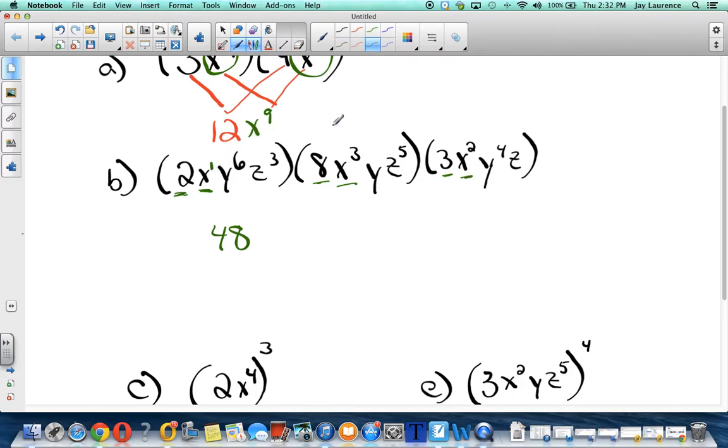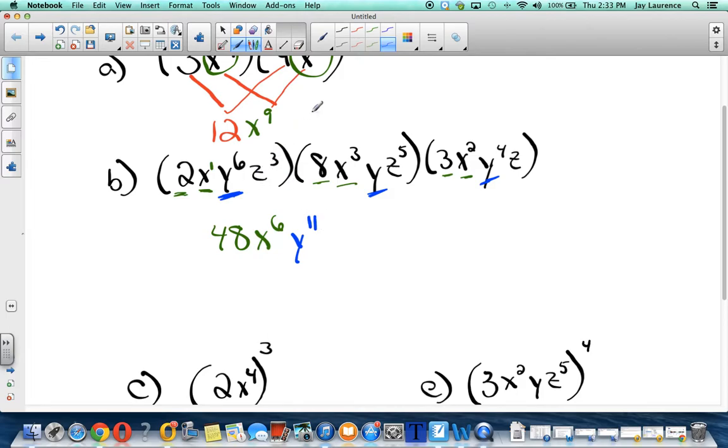Okay, and there's an x squared there. So I've got an x to the 1st times x cubed times x squared. So there's one x. There's 3 more x's being multiplied, so I'm up to 4 x's being multiplied, and there's 2 more, so I must have an x to the 6th. Now for the y's, it's the same thing. I've got 6 y's being multiplied, I've got 1 y being multiplied, and I've got 4 more y's being multiplied. I must have y to the 11th.